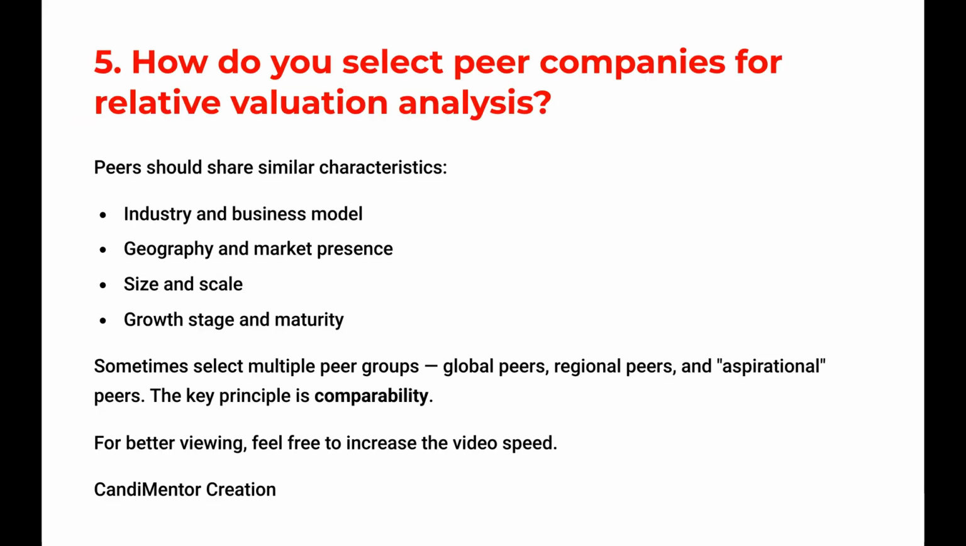How do you select peer companies for relative valuation analysis? Peers should share similar characteristics: industry, business model, geography, size, and growth stage. For example, you do not compare a fast-growing cloud SaaS company to a slow-growth hardware manufacturer. Sometimes you select multiple peer groups: global peers, regional peers, and aspirational peers. The key principle is comparability.